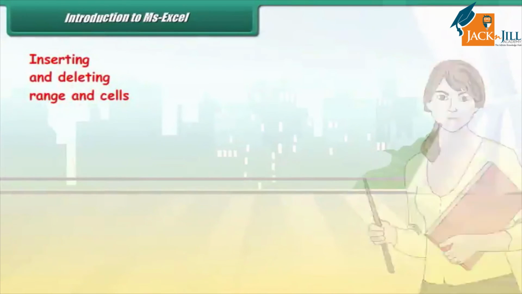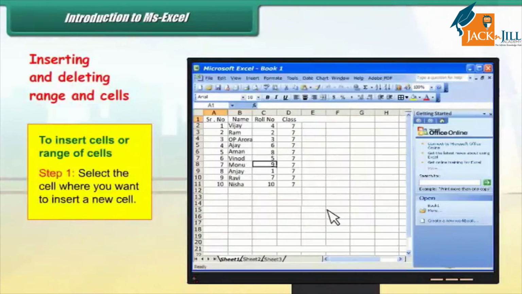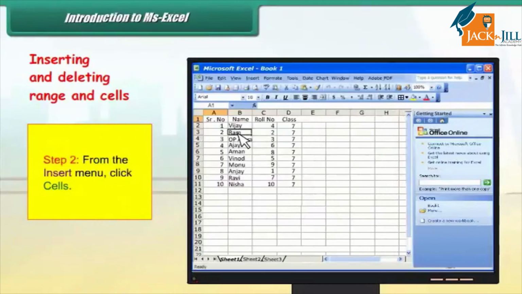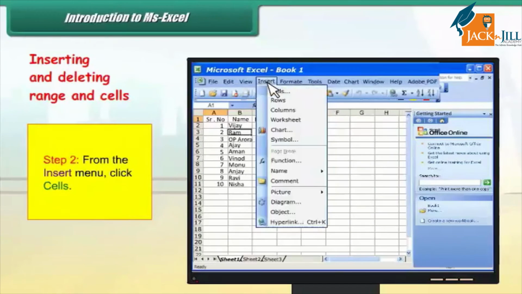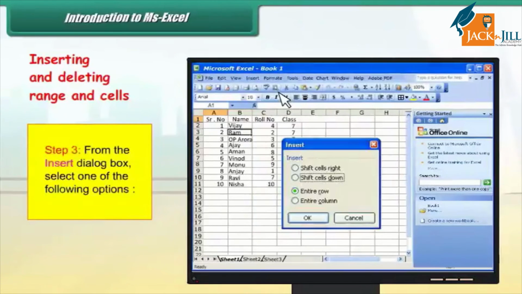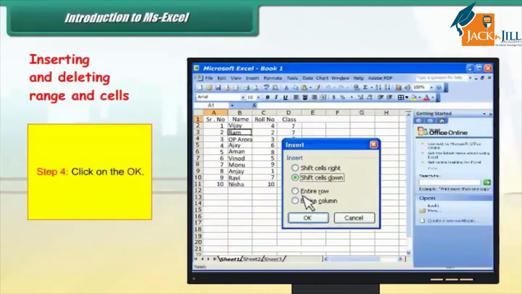Inserting and deleting range of cells. To insert cells or range of cells, Step 1. Select the cell where you want to insert a new cell. Step 2. From the Insert menu, click Cells. Step 3. From the Insert dialog box, select one of the following options: Entire column, entire row, shift cells down, shift cells right. Step 4. Click on the OK button.